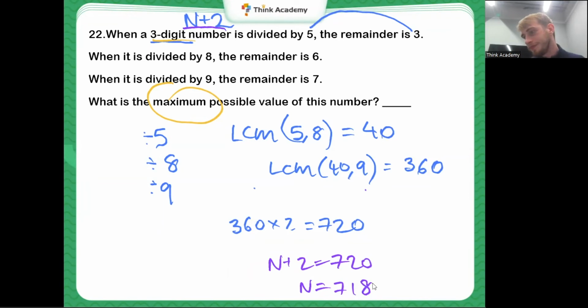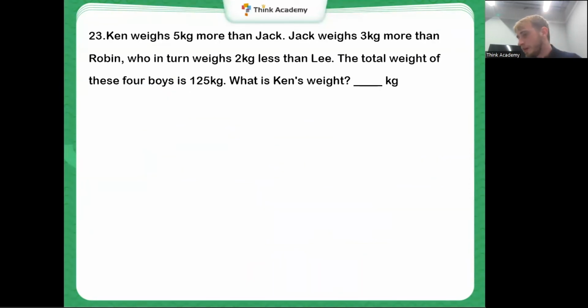Okay, so that was quite a tricky one, I guess, if you didn't know the trick. But now you know to look out for these remainder tricks where you've got the same difference between the divisor and the remainder. So you can just change it a little bit and then find the LCM. Okay, this one was done pretty well.